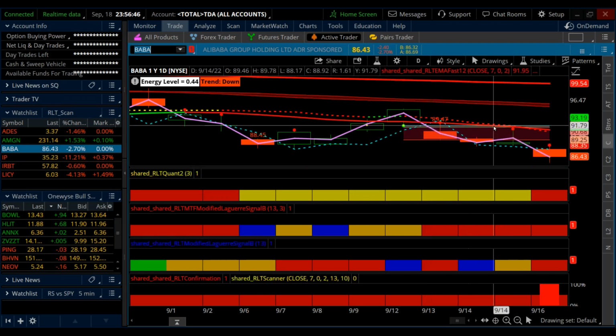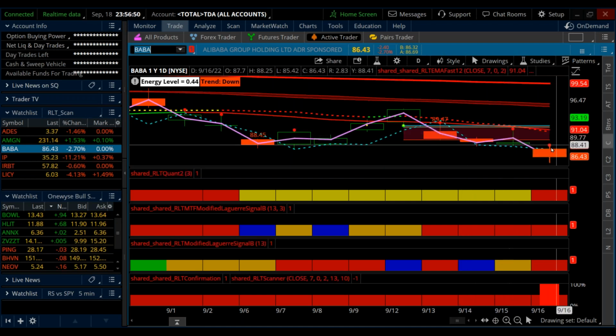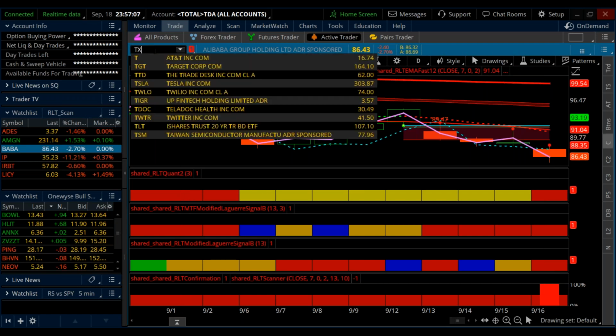So here's BABA. You see it's breaking down out of a dynamic compression zone on Friday. And right here, we broke down on Thursday, broke down more on Friday. We looked for a break below Friday's low. We're red across the board. So we've got institutional selling very strong on BABA right now.